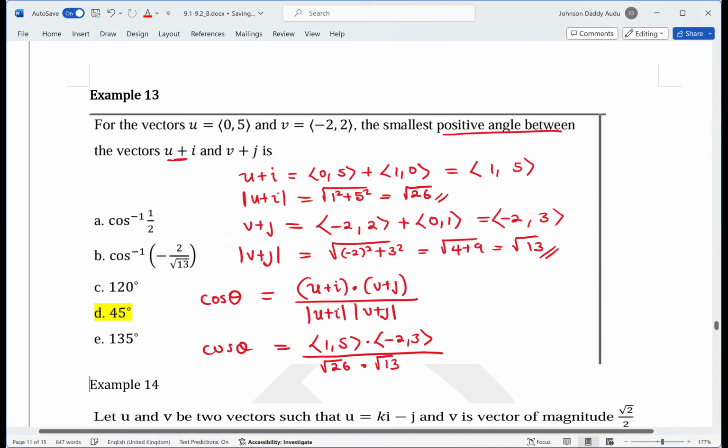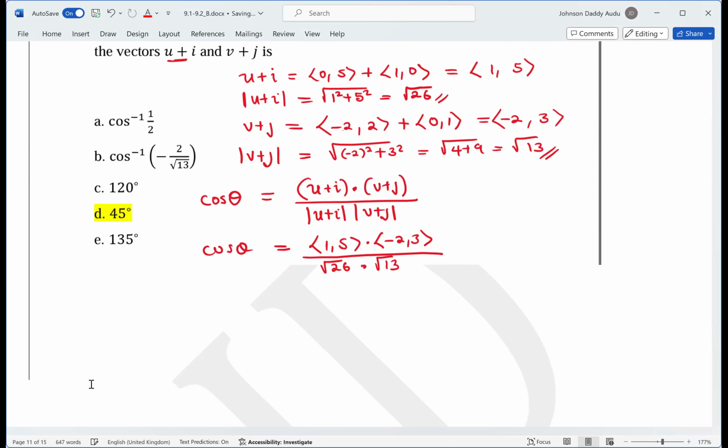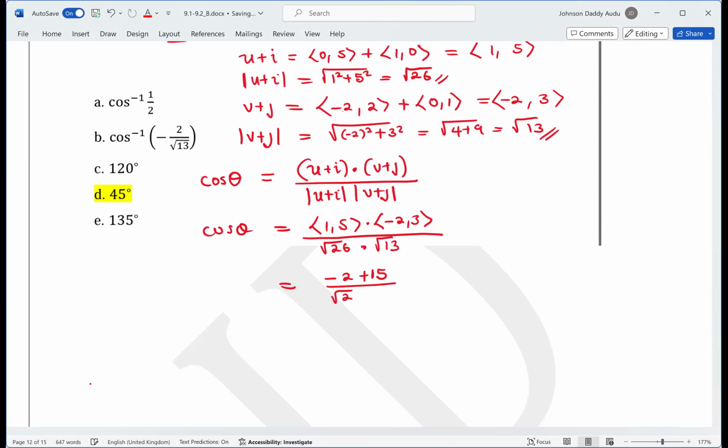Okay. Create more space. Now, this is going to be 1 times this. This is minus 2 plus what? Plus 5. No, plus 15. I mean, 5 times 3. Here you have root of 26, root of 13. And this will give us what? 13 over root 26, root 13.